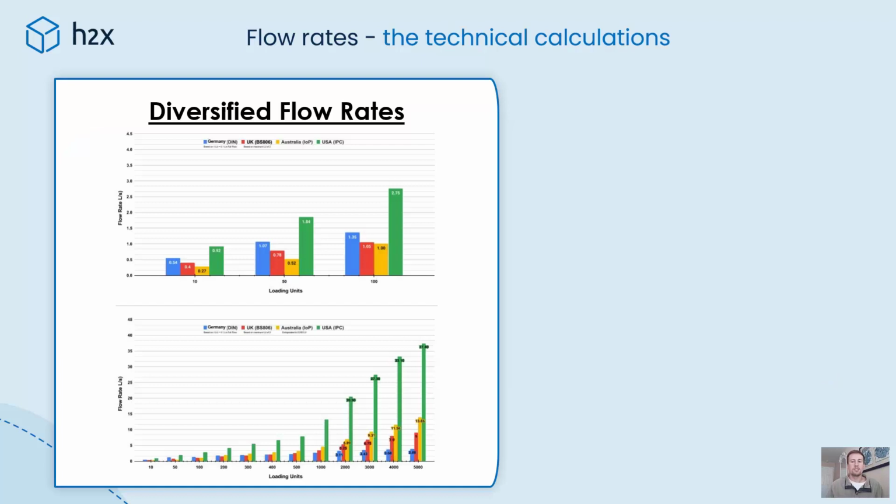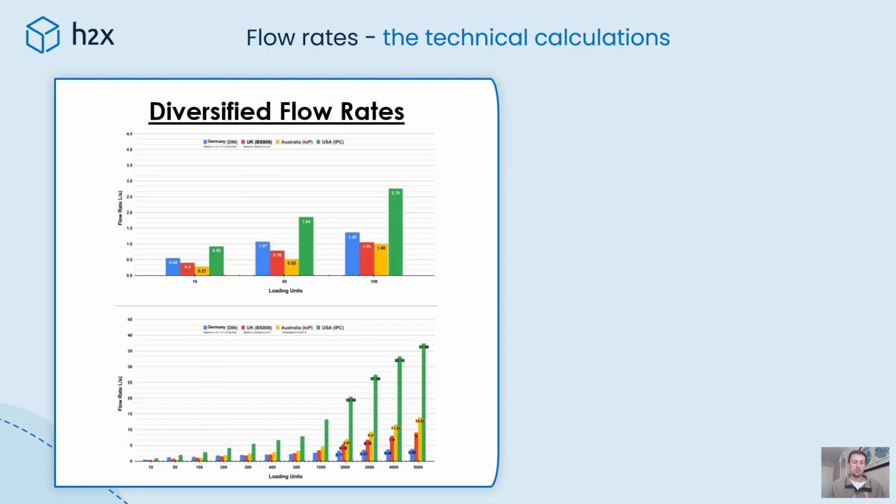So in summary, a diversified flow rate is where you look at the loading units, which are units assigned to each fixture, and then convert those units to a flow rate. And it's important to understand it's not linear. So if you look at the blue column, for example, for 10 loading units, the flow rate is 0.54. Then for 50 loading units, we don't times the flow rate by 5. It's a completely new diversity and probability, so it is now only 1.07. And then once again, as we go from 50 to 100, we don't double the flow rate. We look it up again, and it's increased from 1.07 to 1.35.